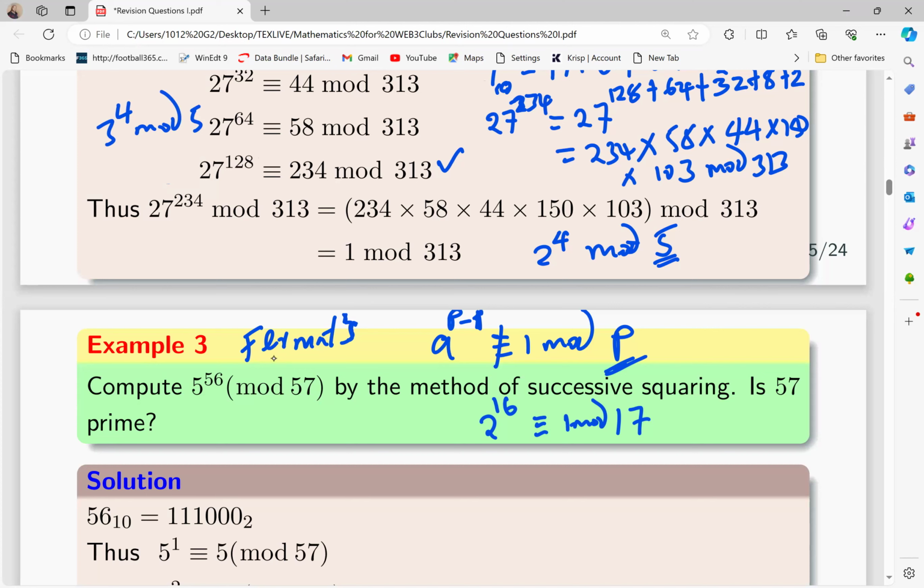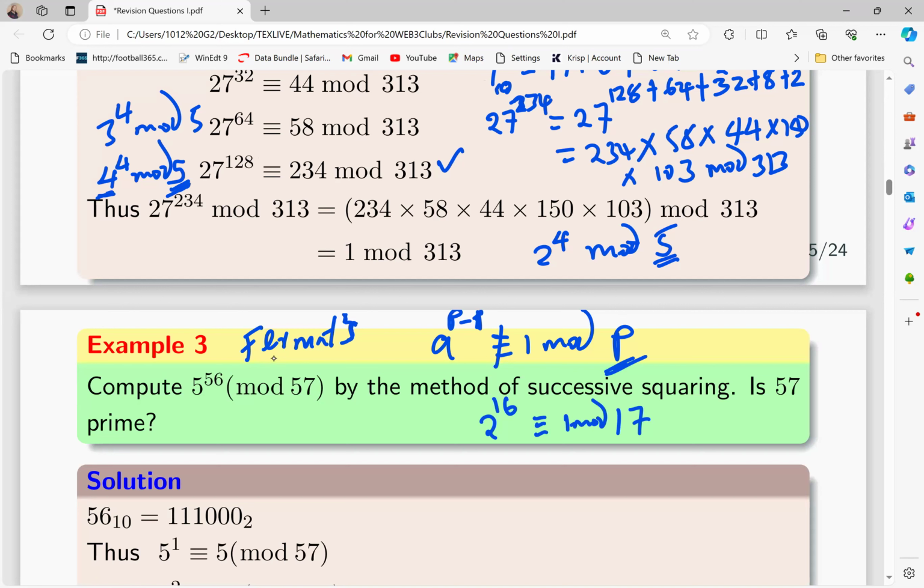In fact, even 4 raised to 4, the answer will be 1. I'm using Fermat's little theorem: if this number is prime, you pick another smaller number, raise it to p minus 1, the result must be 1. That's what Fermat's little theorem says.